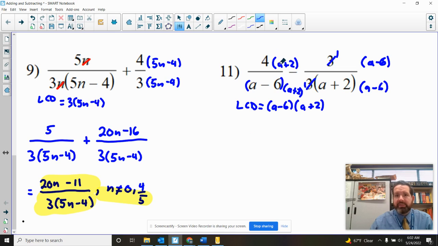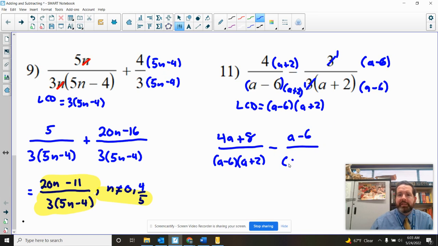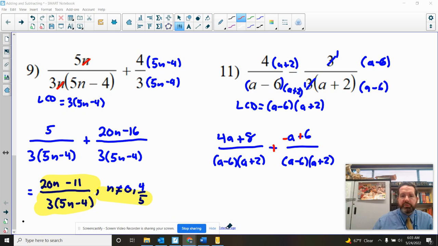Let's distribute 4 times a, 4 times 2, over this common denominator. And then here, we'll have on the top just the a minus 6, because a minus 6 times 1. And on the bottom, the a minus 6, a plus 2. Let's change it to, because it's a subtraction, addition of the opposites. And then put it all together.